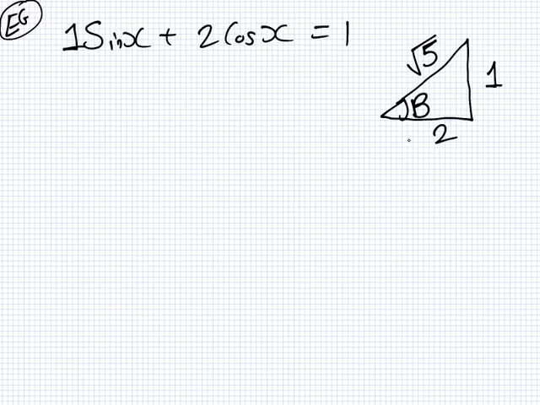Okay? And this is B here. So, we can say sine B equals 1 over root 5. So 1 equals root 5 sine B. And we can say cos B equals 2 over root 5. So root 5 cos B equals 2. Now I just have to wait for this to catch up.